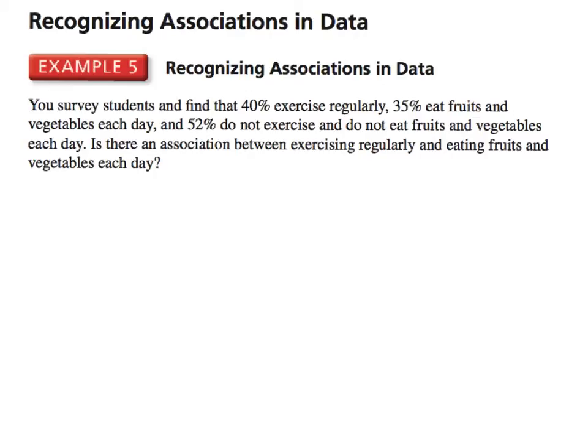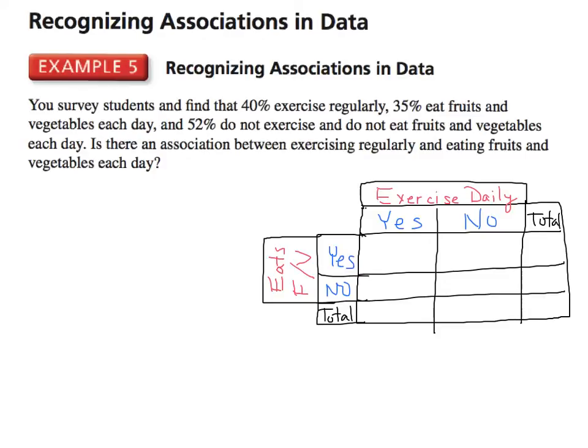So I'm going to start off by making a two-way table. Since we're talking about exercising, that's clearly going to be yes or no. And we're talking about eating fruits and vegetables. That will be yes or no. So I made a wonderful rough-looking graph here. Two-way table showing exercise daily, yes or no. Eats fruits and vegetables, yes or no.